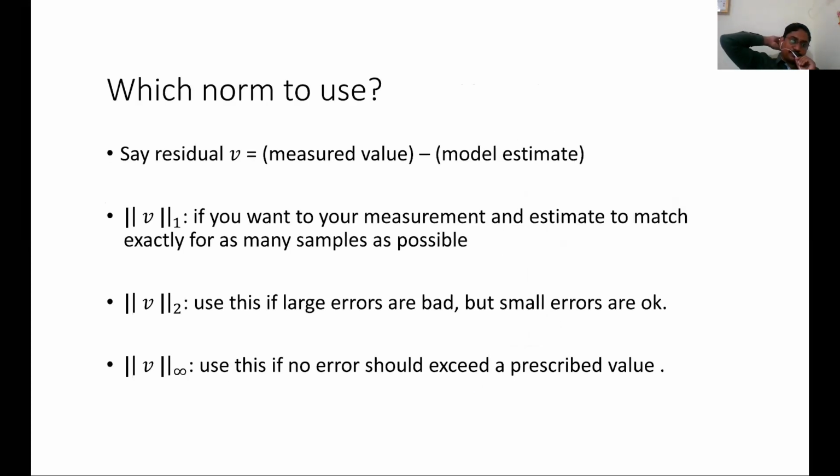Now which norm do we have to use? Suppose a residual v is calculated from the measured value and the model estimate. Look at this difference between measured value and model estimate. Then the one norm is used if you want your measurement and estimate to match exactly. Suppose large errors are bad but small errors are okay, in that case you can use the two norm, that is your Euclidean norm. Large errors we don't need, but we can work with small errors. At that time the two norm is used in MATLAB.